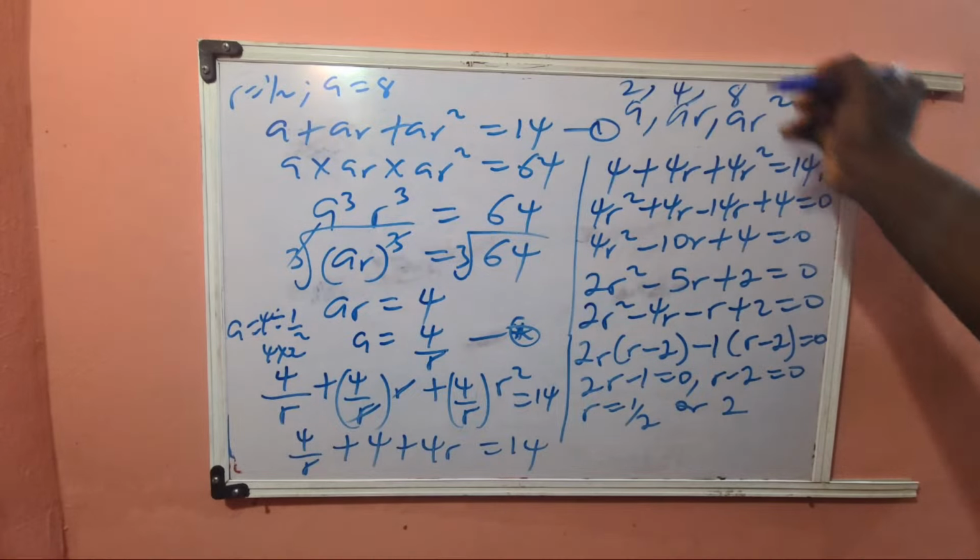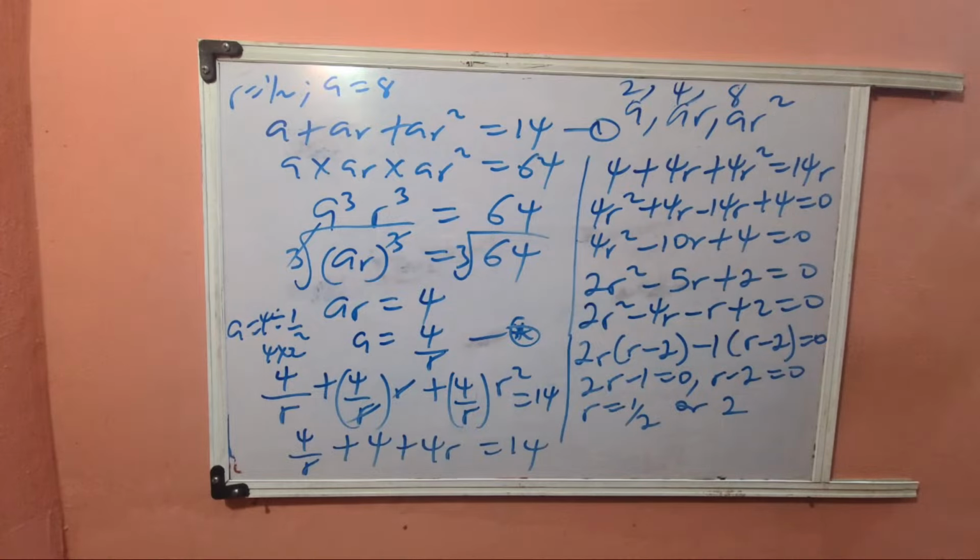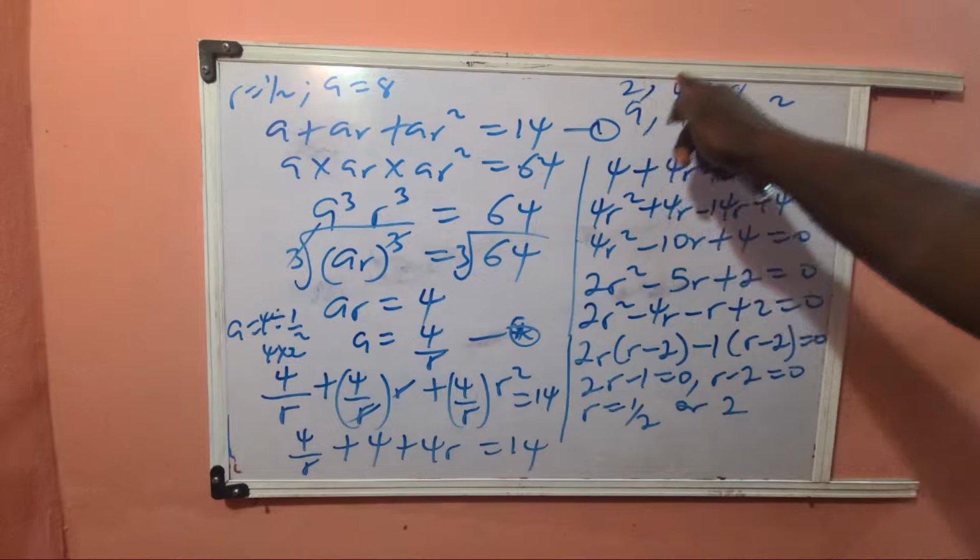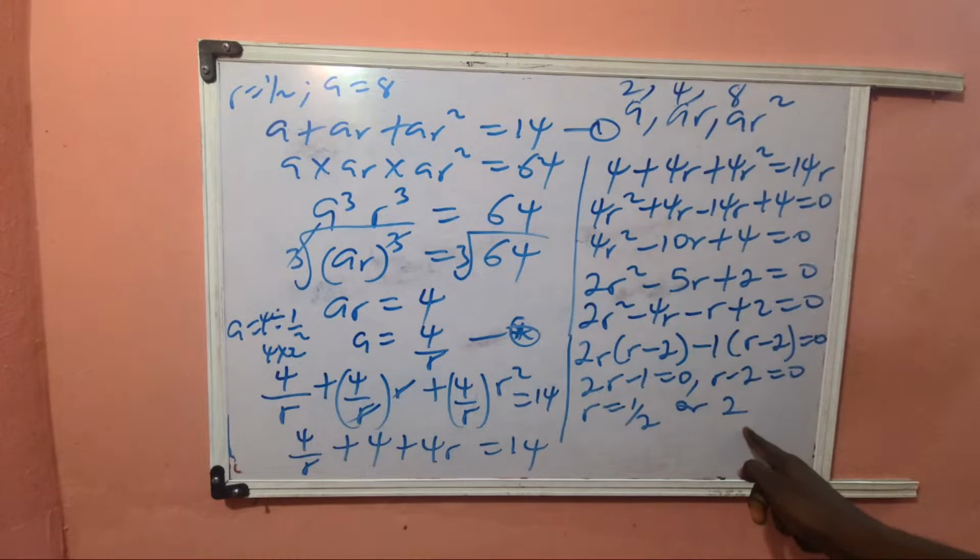That will be 8. So the only thing that will happen, if you decided to use r as 1 over 2 or r as 2, is that if it was 1 over 2, your terms would be 8, 4, and 2. If it was 2, your terms will be 2, 4, and 8, which is still the same thing. So all you're interested in is to specify what you're doing. So this is how we solve this sequence and series question. Quite very simple. So these are all past questions.